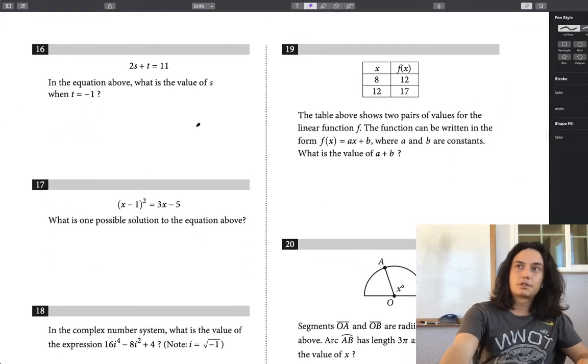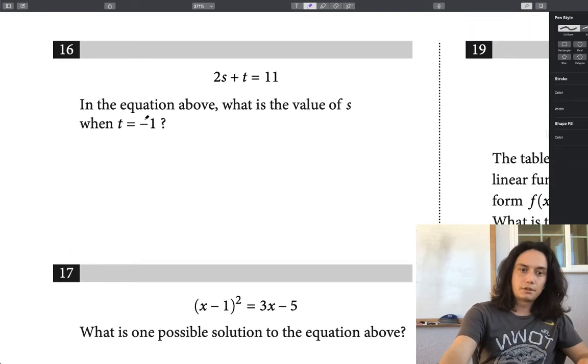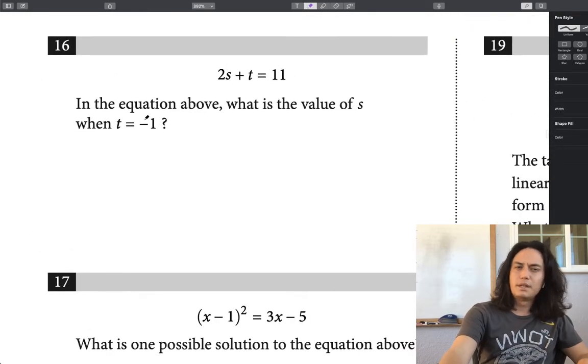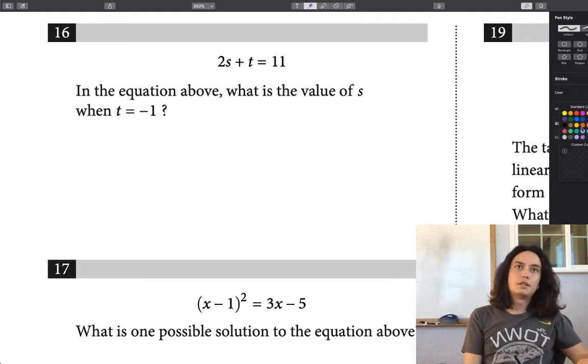And here I'm expecting question 16 to be easy. That's usually what happens. This whole section is a mix of easy, medium, and hard questions, and usually question 16, this first question, is an easy question.